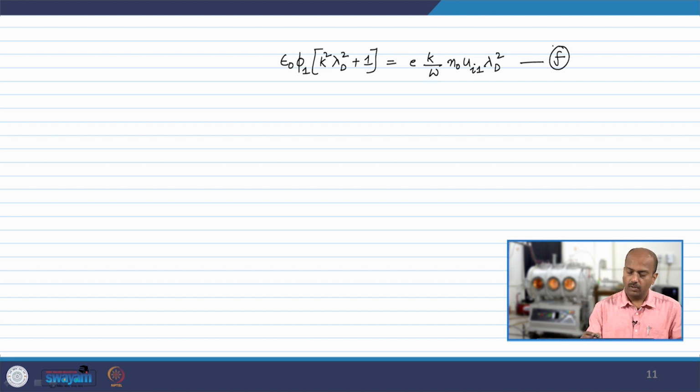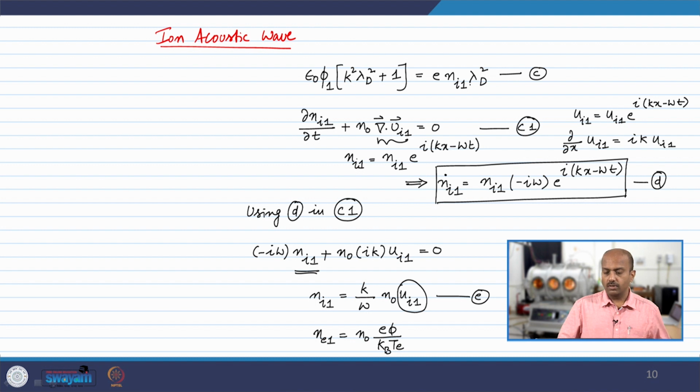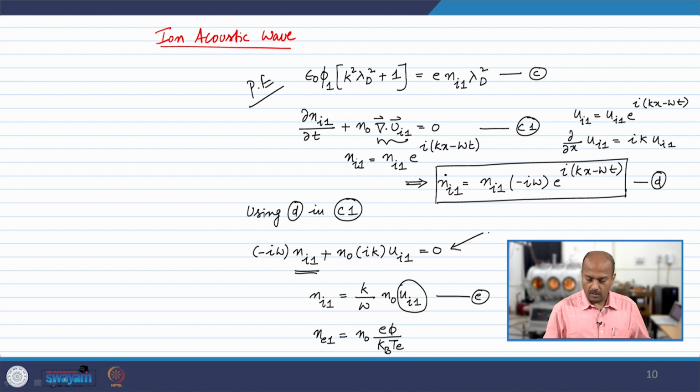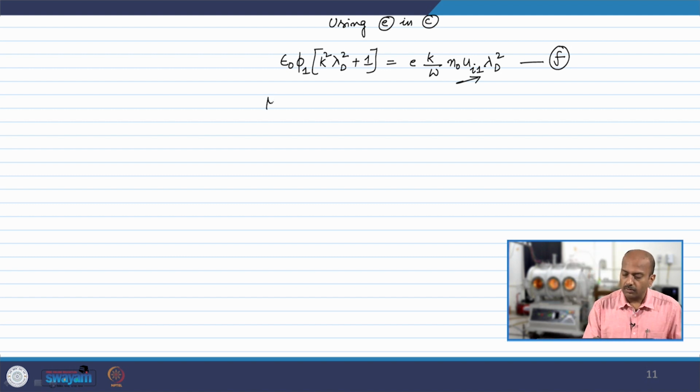How did we get F? We used equation number E in C. Now, we have u i 1, which is unknown. So let us look at the set of equations. This is the Poisson equation and this is the continuity equation, and then we have the same equation. Now we need to solve the momentum equation. Let us bring the momentum equation.